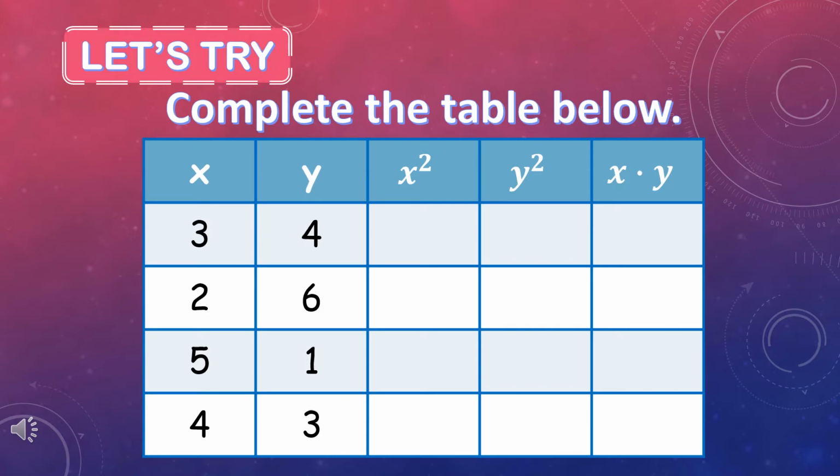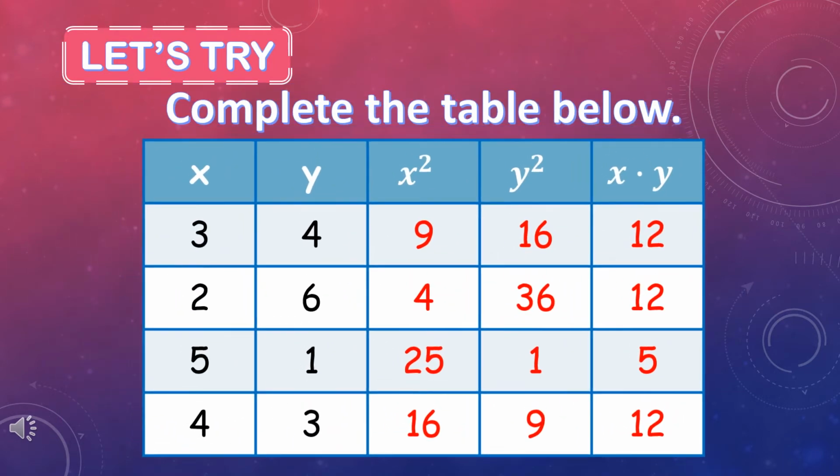So, you just have to square the values of x, square the values of y, and then for the fifth column, multiply the values of x and y. Try it on your notebook. So, ayan na. Ito na yung answer. We have 9, 4, 25, and 16. For the y squared, we have 16, 36, 1, and 9. And for the x times y, we have 12, 12, 5, and 12.